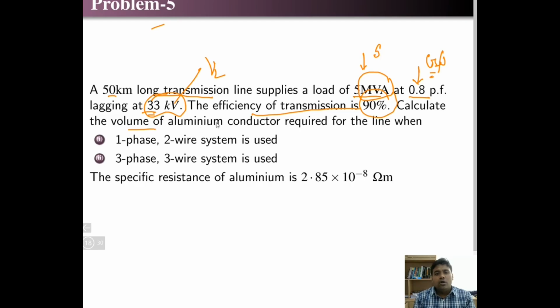Calculate the volume of aluminum conductor required for the line under the two cases. One is a single phase 2-wire system and another is a 3-phase 3-wire system. The specific resistance of aluminum, that is the resistivity, is given as 2.85 into 10 to the power minus 8 ohm meter.